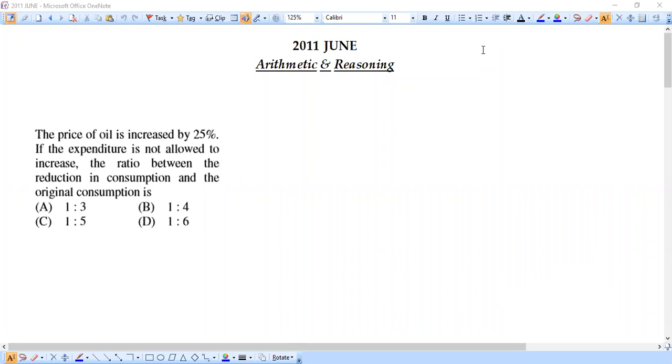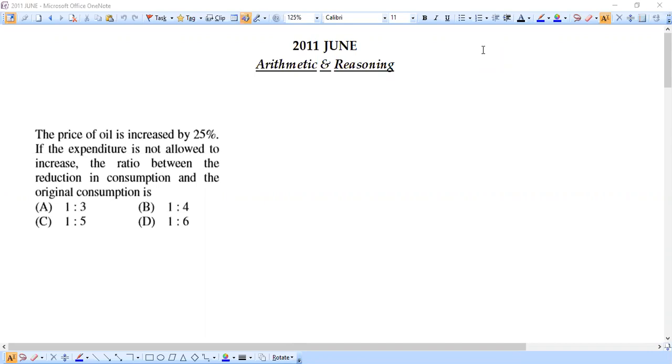So in this session we have the question paper of year 2011 June UGC-NET Paper 1, and again as usual we are going to solve problems from the arithmetic and reasoning part. Here we go. Let's start with the first question.